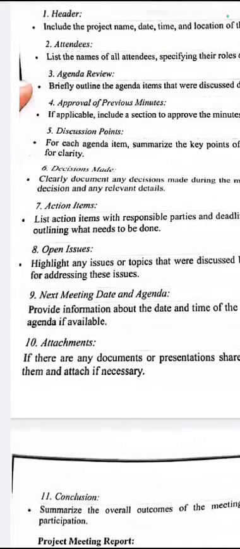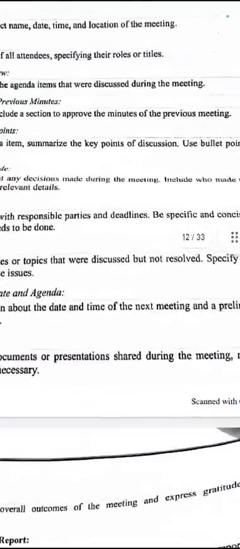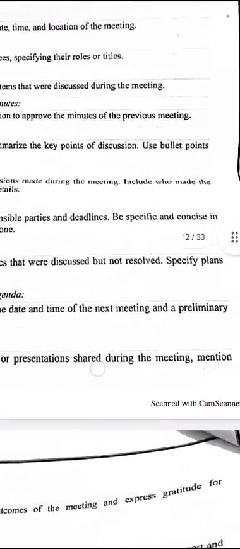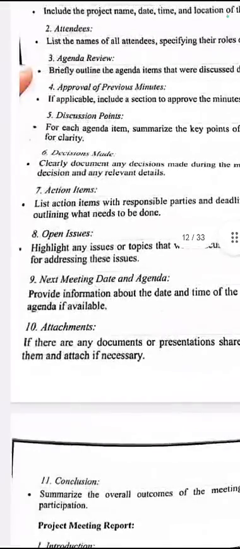Then the decisions made. After the whole discussion of the meeting, we must take a decision. This must be the appropriate decision out of the possible decisions. Clearly document any decision made during the meeting, include who made the decision and any relevant details. We should know the positive and the negative perspectives of the decision.